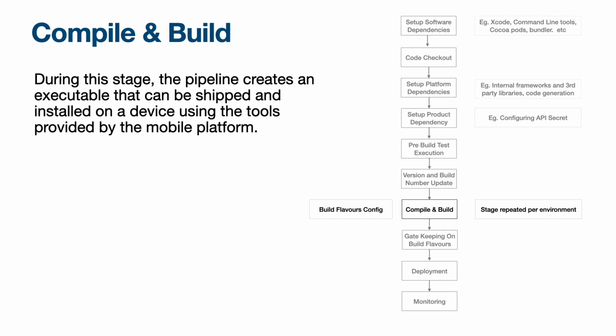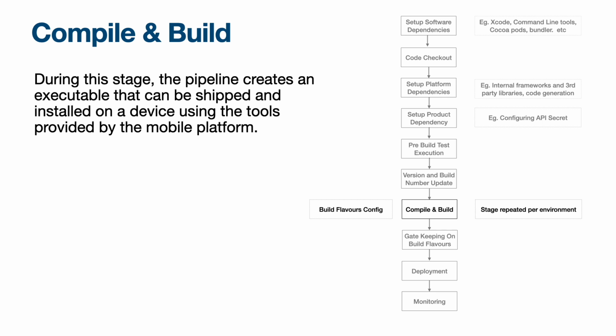Now that all the setup is done from a dependency perspective, from different environment perspective, and even the App Store perspective where we have updated the build and version number, we would start the compile and build process. Compilation is more towards compiling the code that you're writing, and build would be from a packaging perspective, which includes signing the application.